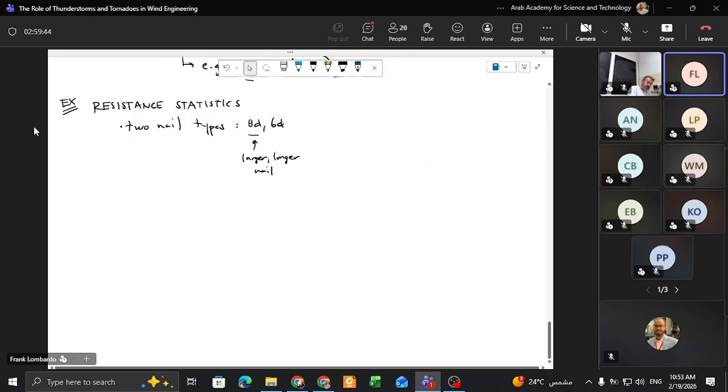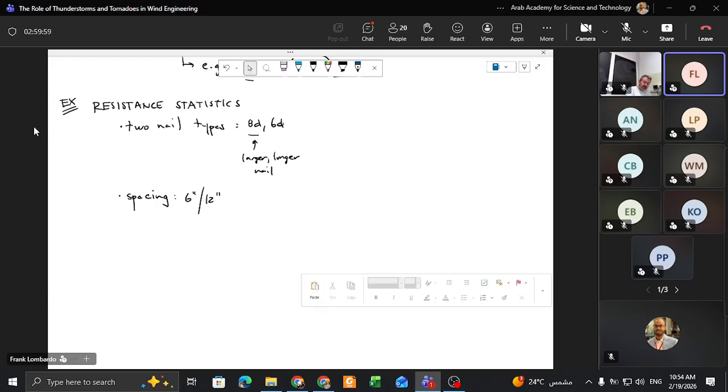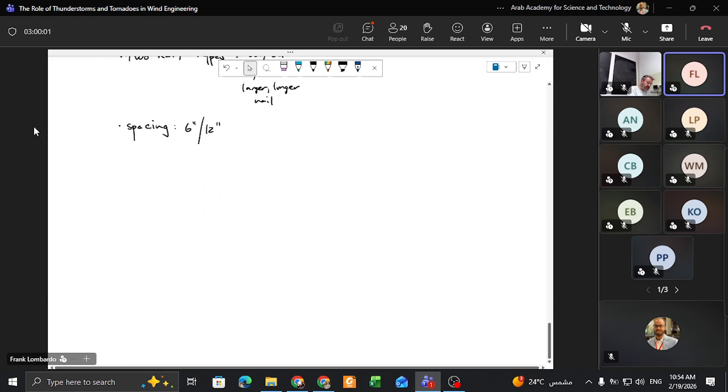Also, in this table of statistics, you'll see things like spacing. Here it's 6/12 inches, and I'll show you what that means. We're going to focus on this, so let's say we're looking at this roof from the top.